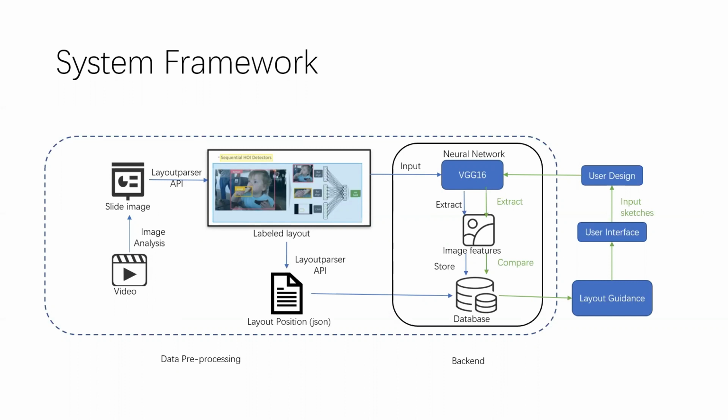Then we train a model to analyze the slides. After that, we label the layout of each slide and use a neural network to extract the image feature.